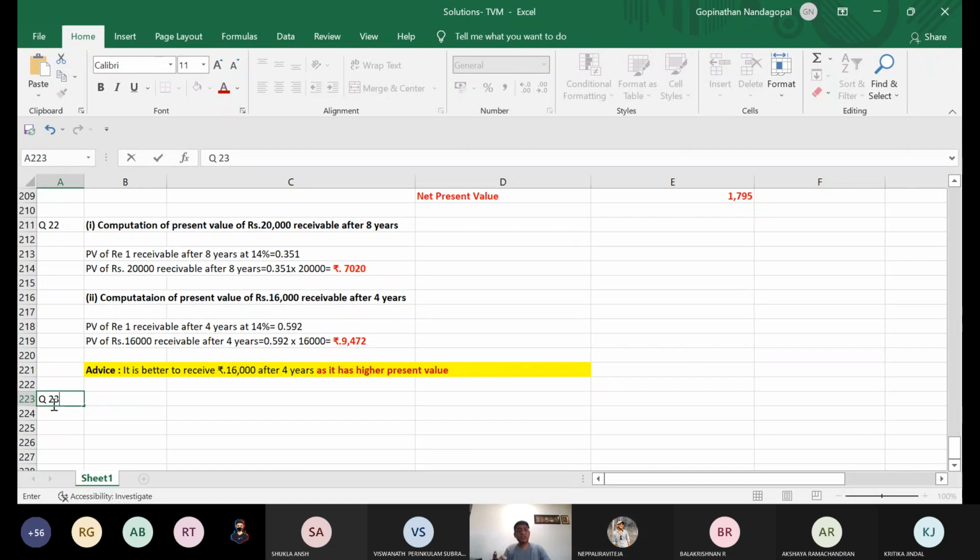The same 16,000 you're going to receive after 4 years, but your present value is more. Which one do you prefer? It is very simple. Okay, sir. I got confused; I thought in a different approach. It is very, very clear; anybody will understand this. Sir, I thought that 9,472 is our current investment and 16,000 is the future cash. You have to read the problem; you're not reading the problem.